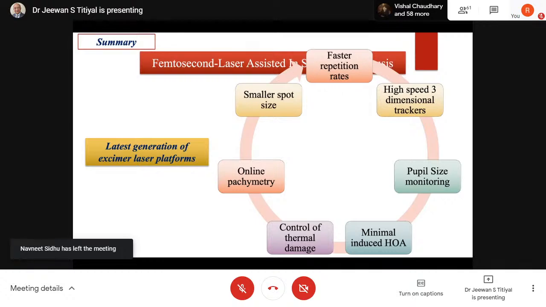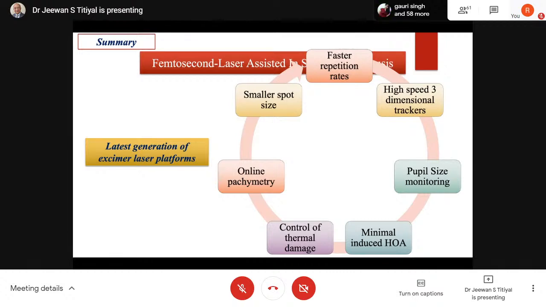Pupil size monitoring is also very important. Minimal induction of aberrations, which is happening after a customized laser which you are doing, and online pachymetry, which is not a very significant thing, but if it is available, you would know how much your ablation has taken away the tissue from each case. So we have latest generation excimer laser systems. We have latest generation femtosecond devices in our refractive stations in RP Centre. People should have access to these.